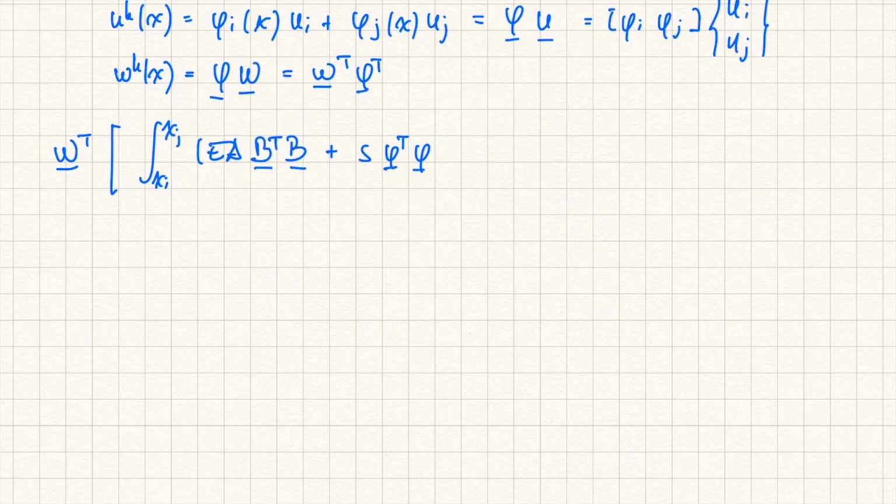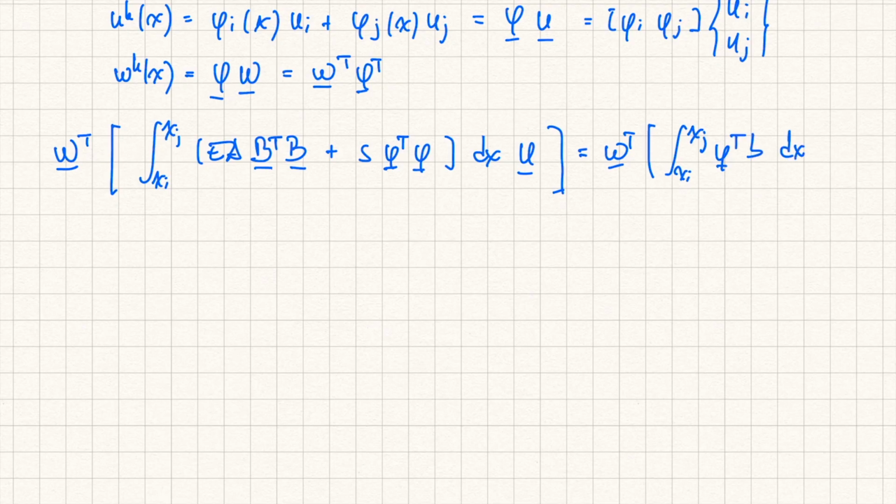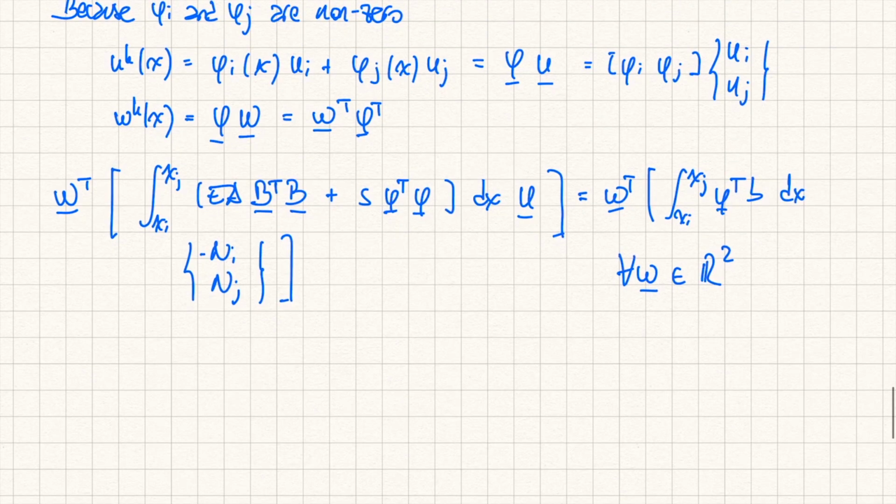Phi transpose phi dx, and then I have my u is equal to W transpose, and I have here a big multiplication, xi, xj, phi transpose B plus, and then I have a column vector minus Ni and J, and that has to be valid for all W vectors of coefficients in R2, because it's actually a two-dimensional vector.